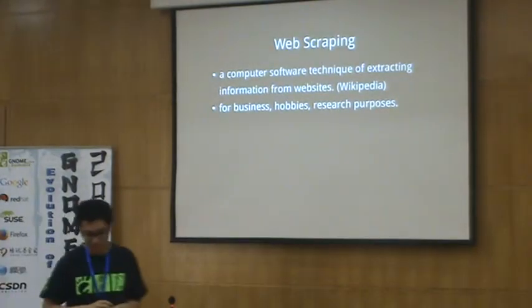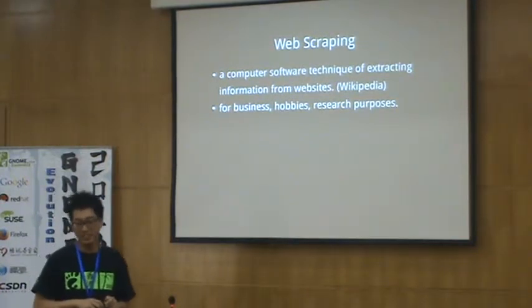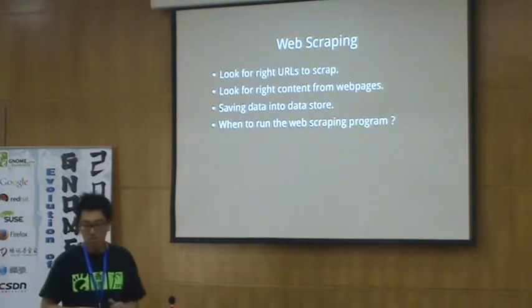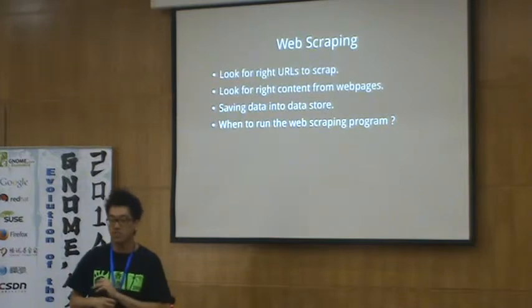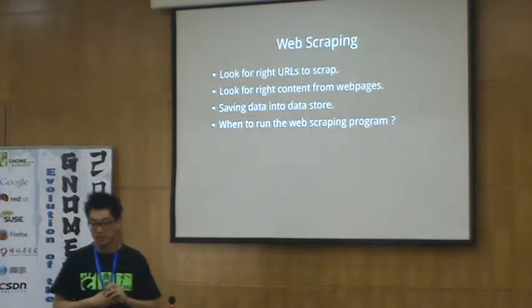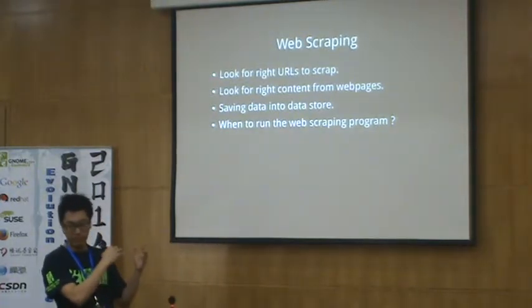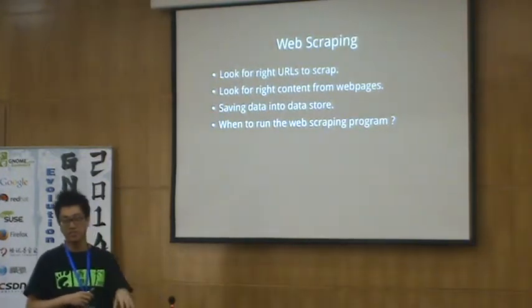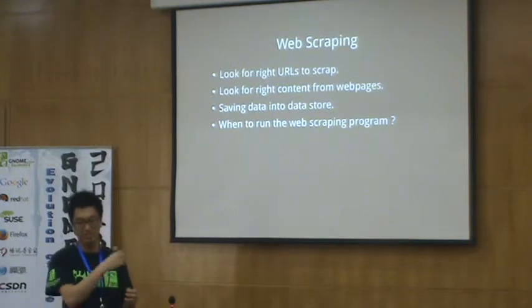So for web scraping, computer software can be used to extract useful information from a website. It can be for business, for hobbies, and for research purposes as well. So how should we do web scraping? First, we should look for the right URL to be scraped. And then after we find the URL, we should look for the right content from the website, which part of the website we should scrape. And then save the data into the data store. And finally, we should consider when we should run the web scraping program once again.